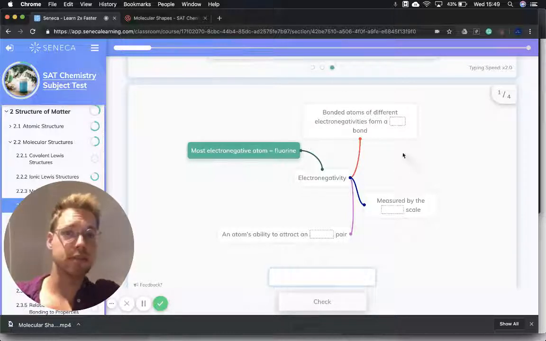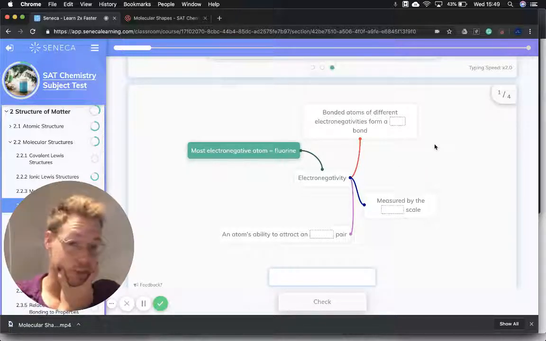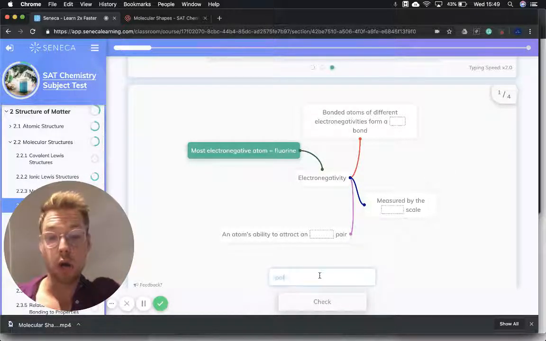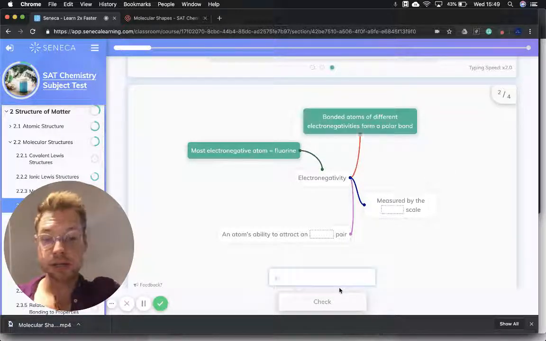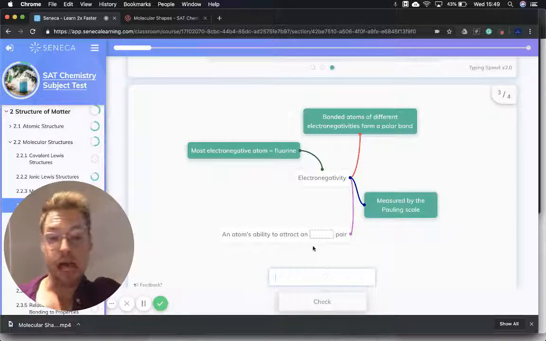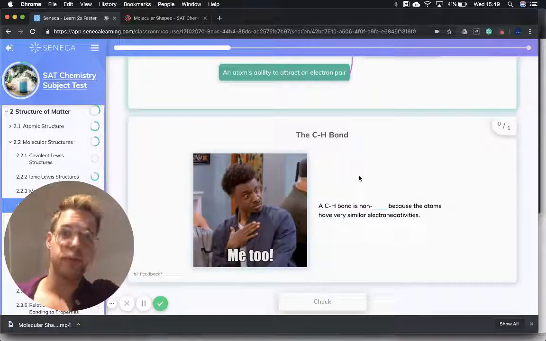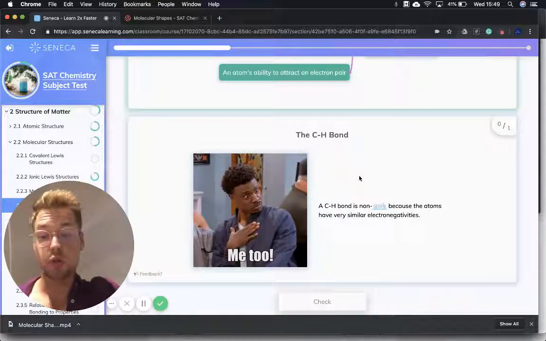Hard word to say sometimes. We're going to keep going. Bonded atoms of different electronegativities form a polar bond, and we measure this with the Pauling scale. Electronegativity is an atom's ability to attract an electron pair. Boom, boom, boom. Consolidation. So a C-H bond is non-polar.